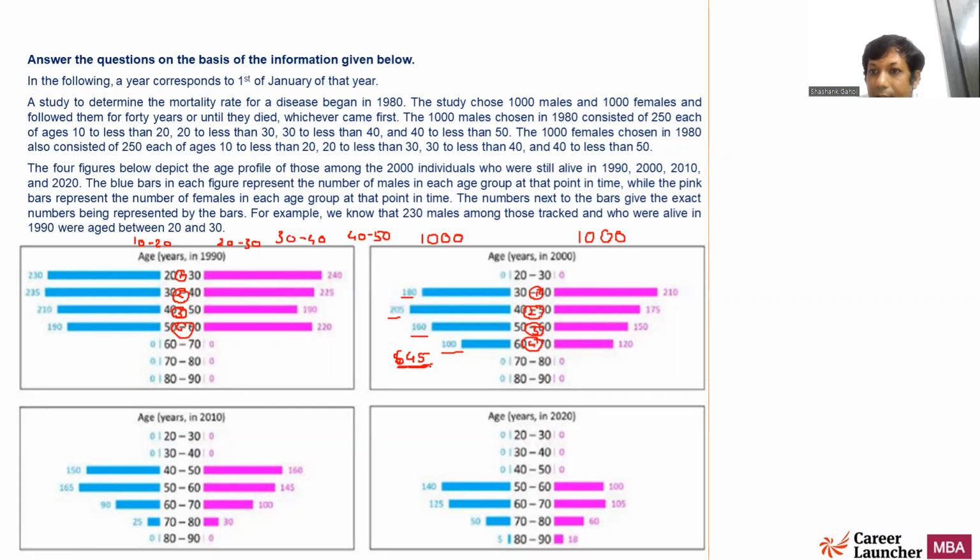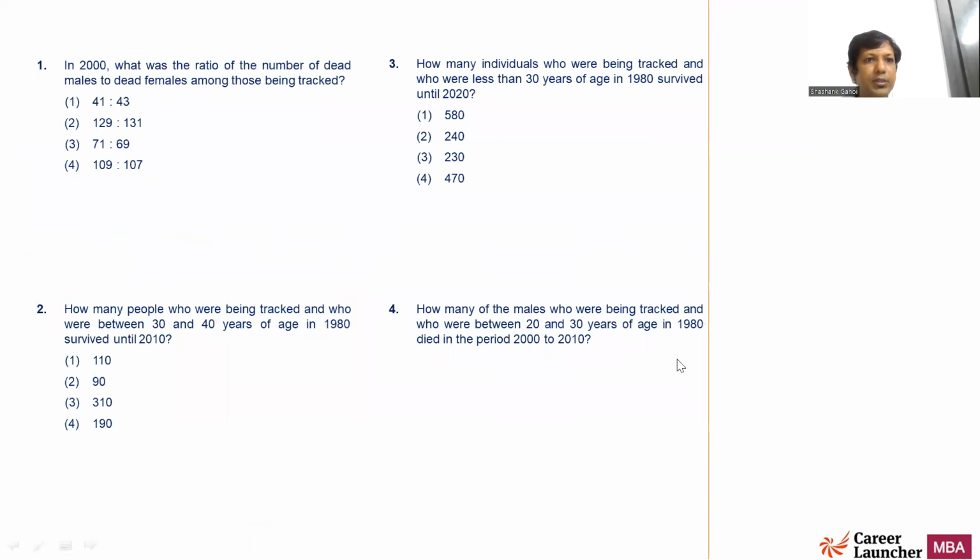These many people are alive. So how many people have died? 355 males have died by 2000. Now here 210 plus 175 plus 150 plus this. So this comes out to be 270. 270 plus 210 is 480. 480 plus 100 is 580, plus 75 means 655. So the female that have died is 345. I guess I have done the correct calculation.